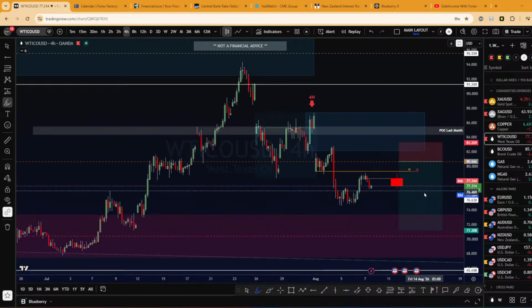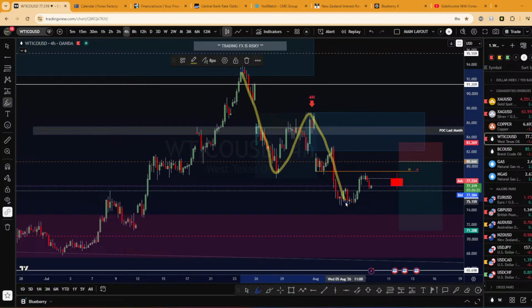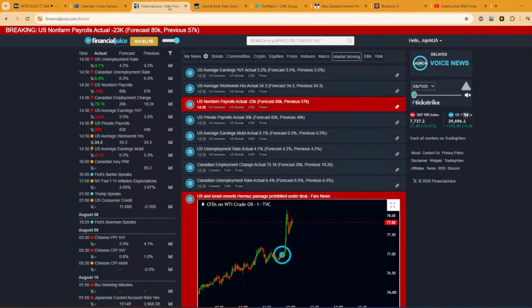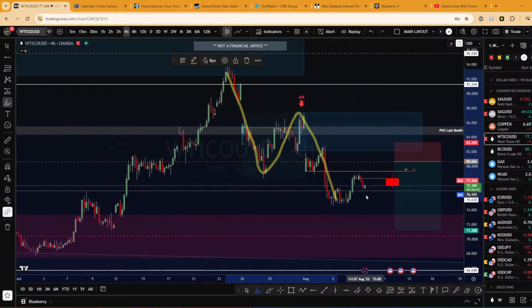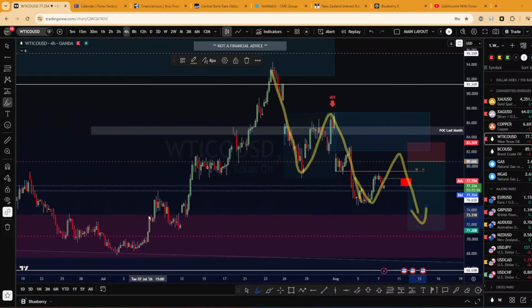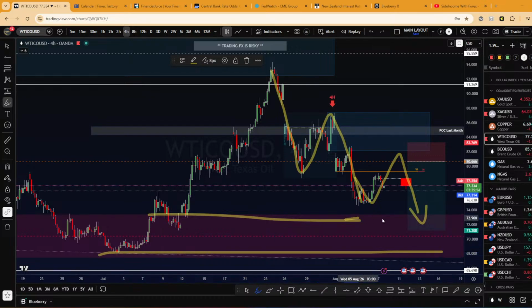Okay, this is the US oil. It seems like we put a pause on what's going on in the Middle East. That's why the US oil is slowing down, is dropping. So I'm not even surprised if we continue to target this lower level right there.